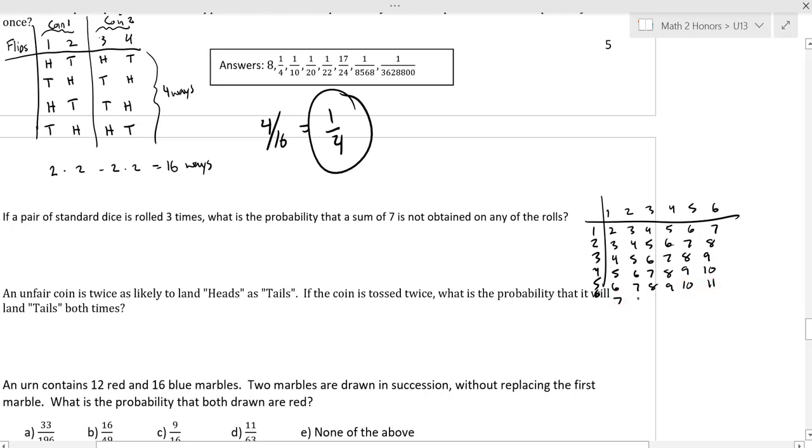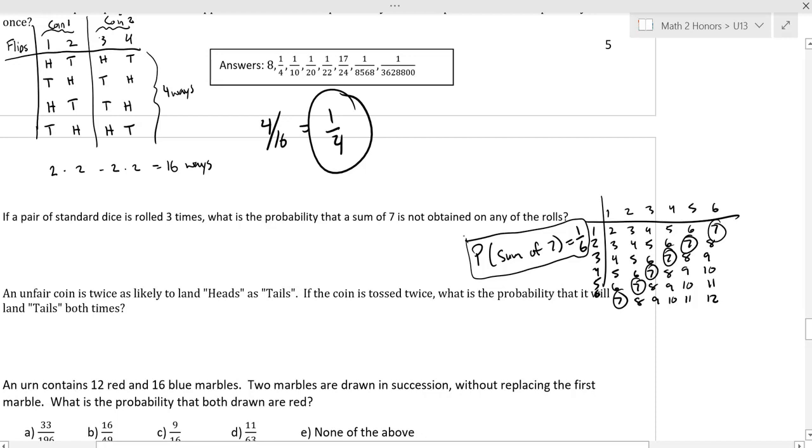What I want you to see here is how many times 7 comes up out of the 36 options. And you see that it comes up 6 times. So the probability that you get a sum of 7 with 2 rolls is 1 out of 6, or 6 out of 36, right? We're going to use that here.